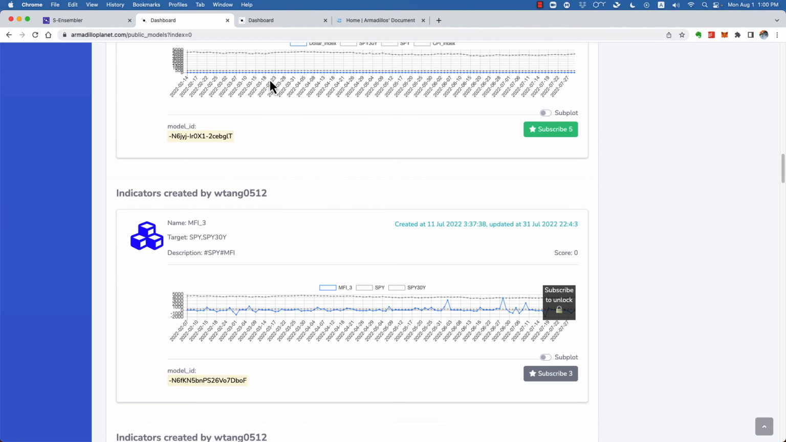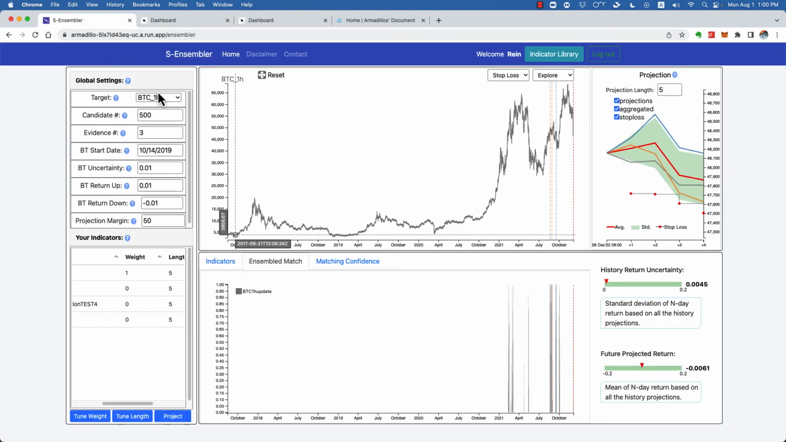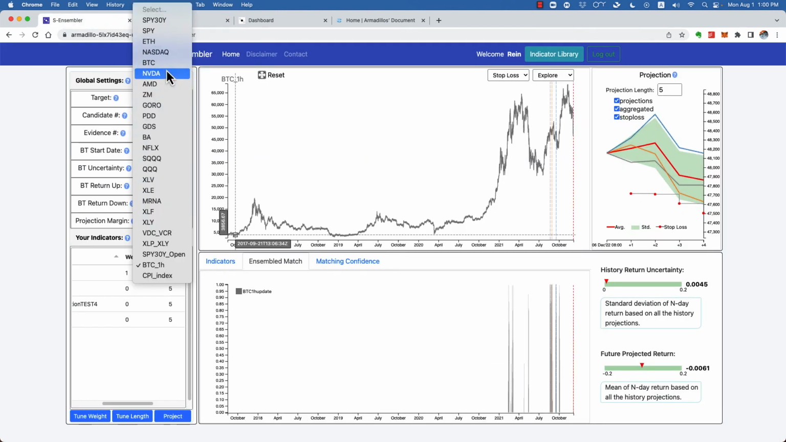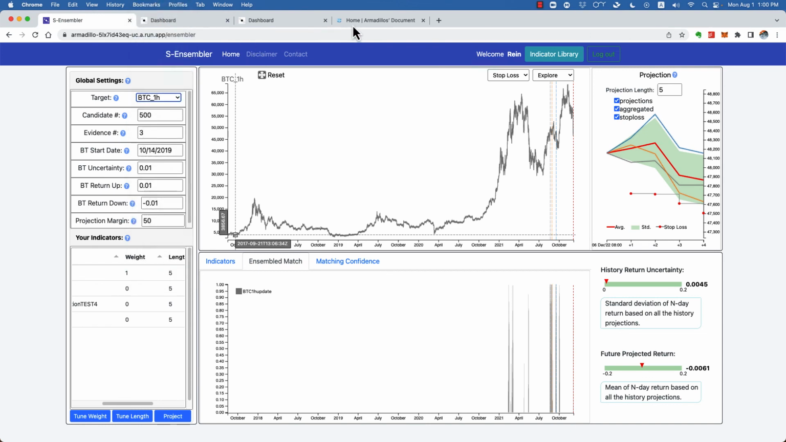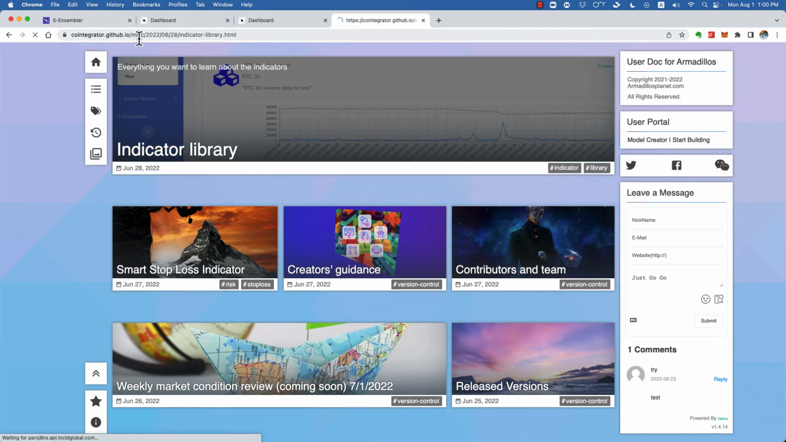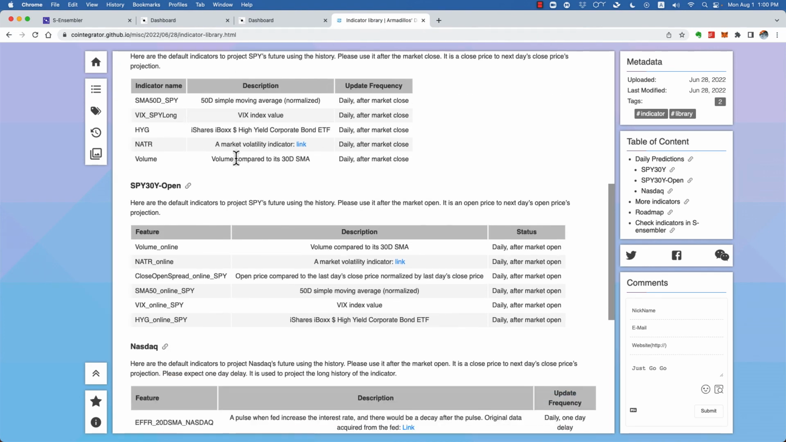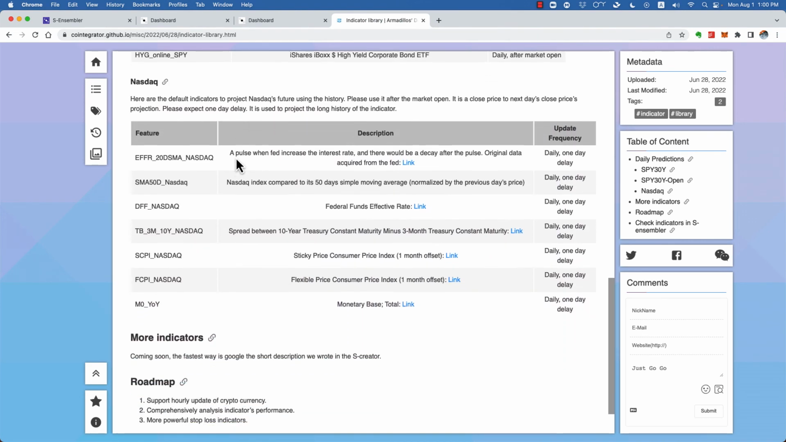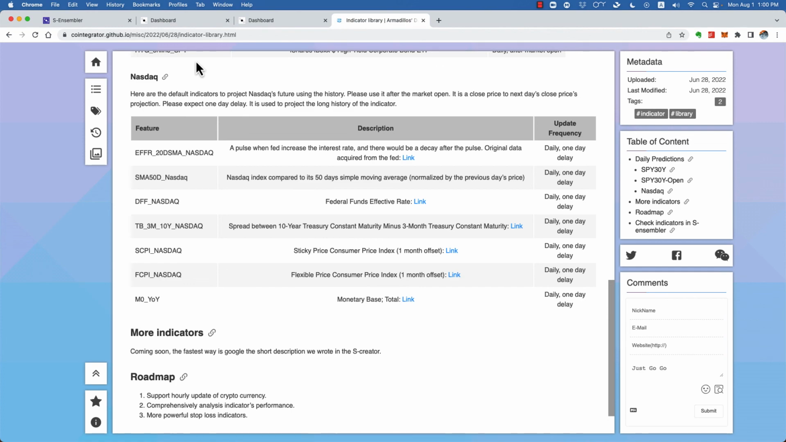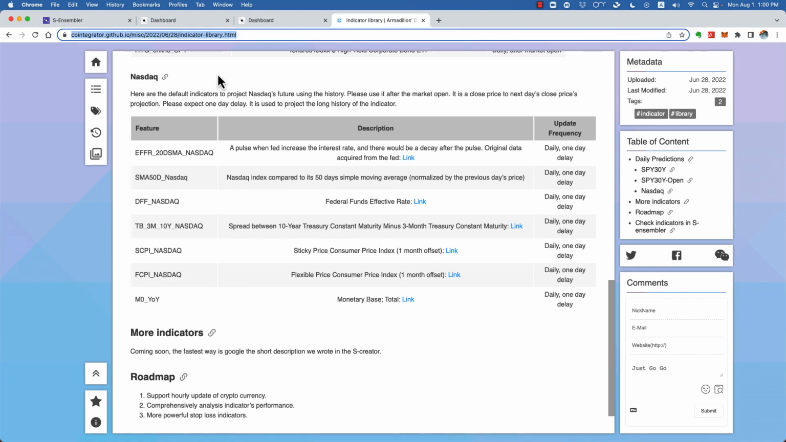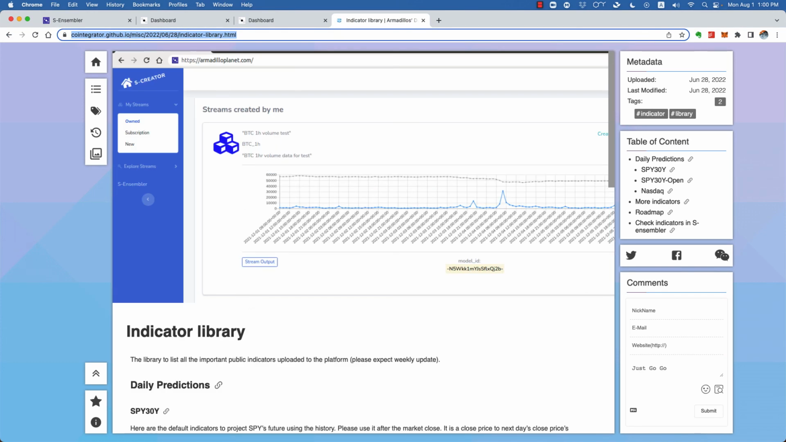And for convenience, we have some default values set for the SPY, SPY30Y, and the NASDAQ. And in the document shown over here, we provide more explanations of what the indicators mean and provide all the links. Please go to this link to look into what each indicator means.